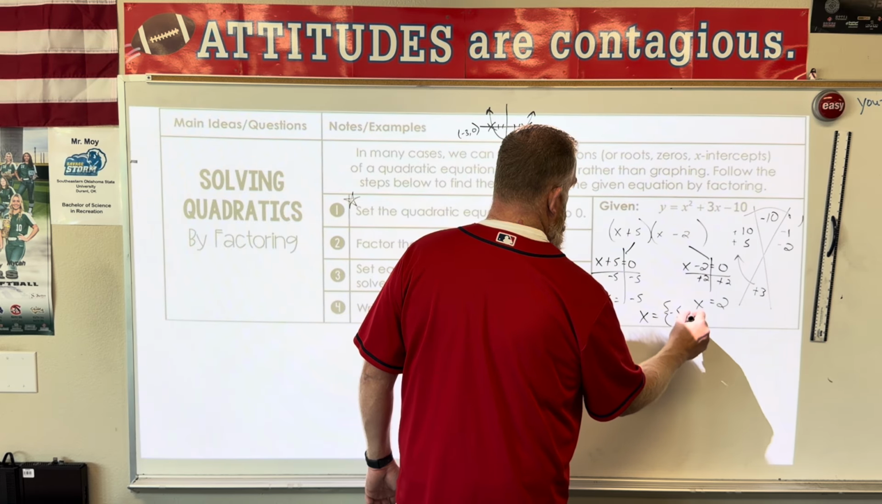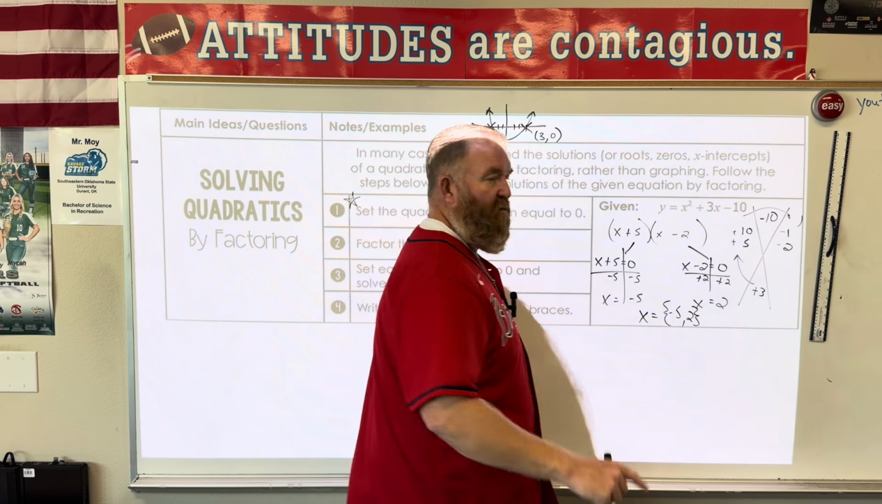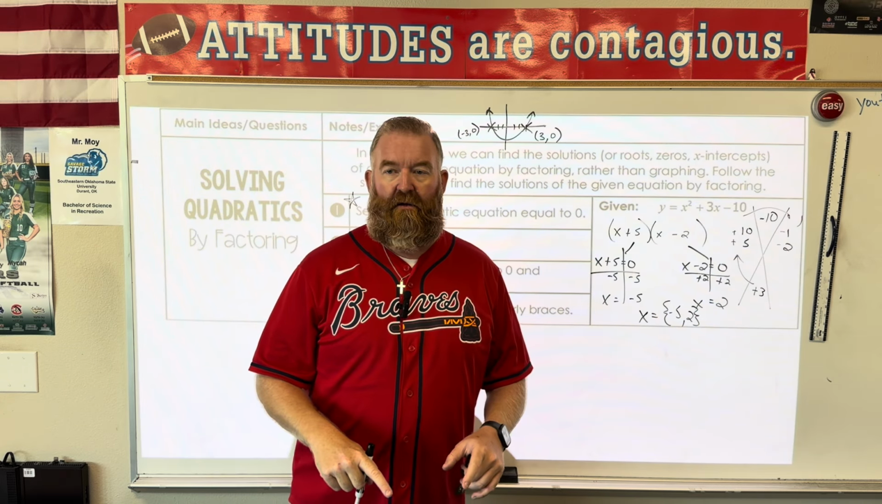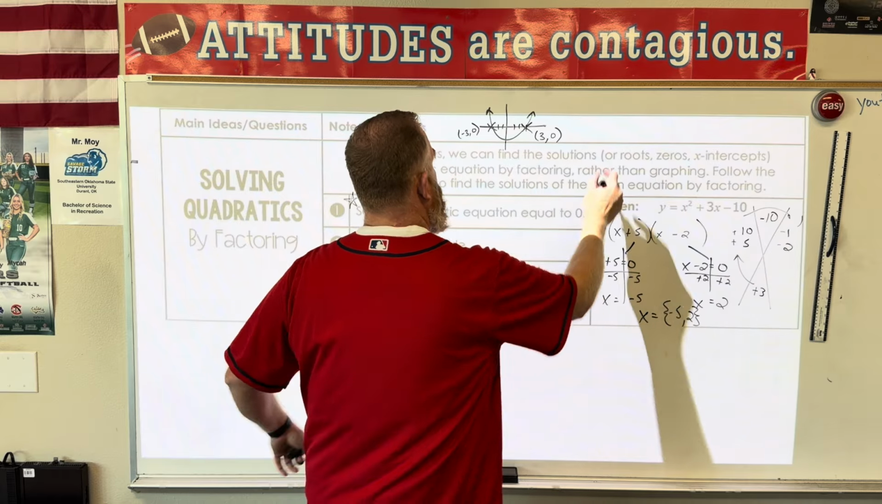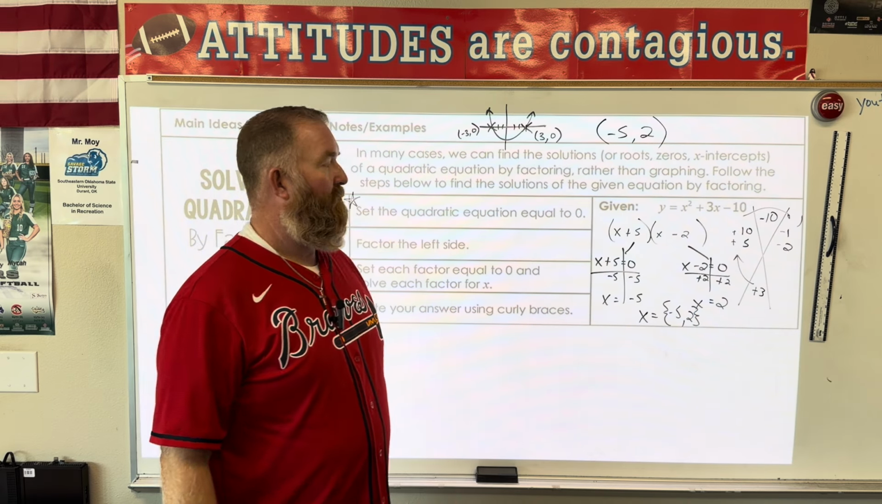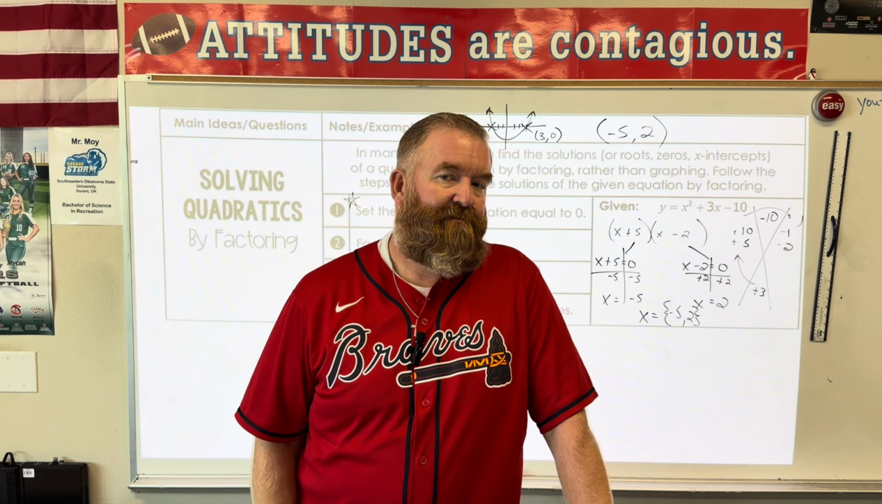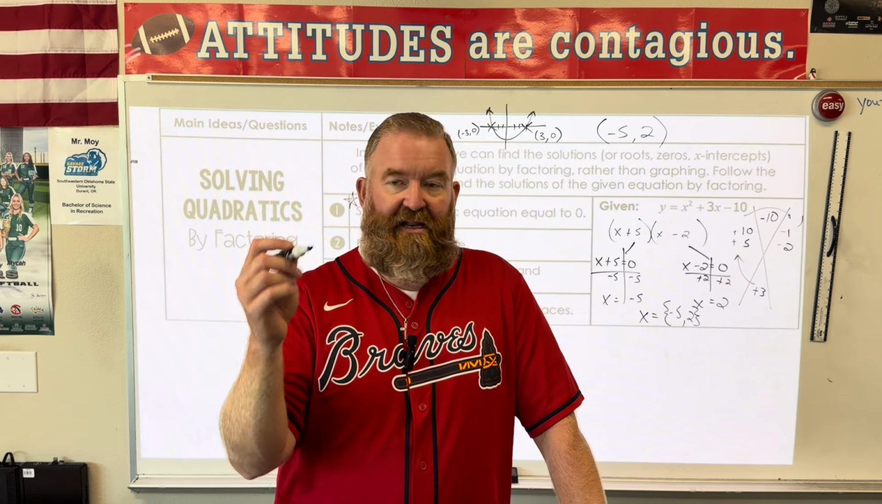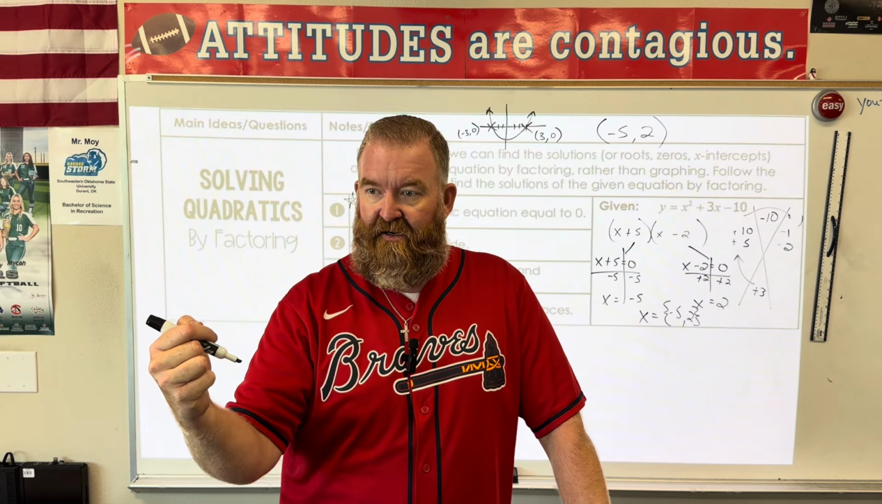negative 5, 2. I can't write it with parentheses, because if it's parentheses, what is that? What is that if I put it in parentheses? If I write it like this, what is it? It's a coordinate. It's an ordered pair. So that would be like left 5 down 2. That's 1 point. Does that make sense?